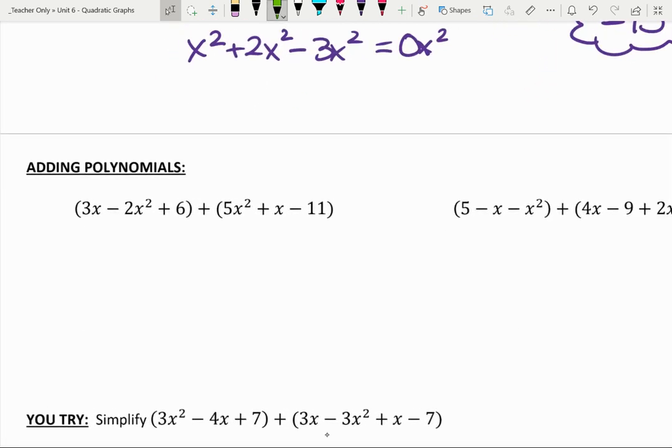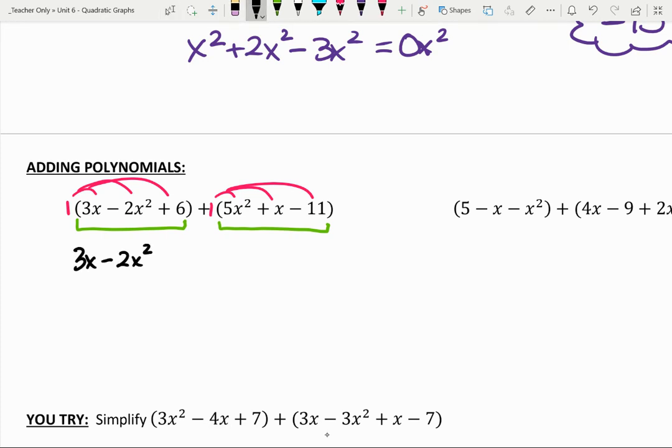So in this first example, 3x minus 2x squared plus 6, that is a polynomial. It's kind of one set. Then we're adding to it another polynomial, 5x squared plus x minus 11. Those parentheses are just there to identify the two separate polynomials. If we think about what's really in front of those parentheses, there's ninja ones. If I distribute ninja ones, well, nothing actually changes. I'm just left with the same expression, but without the parentheses.